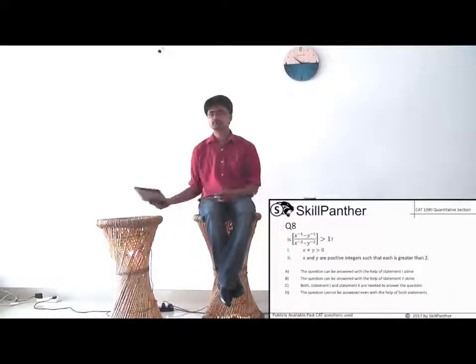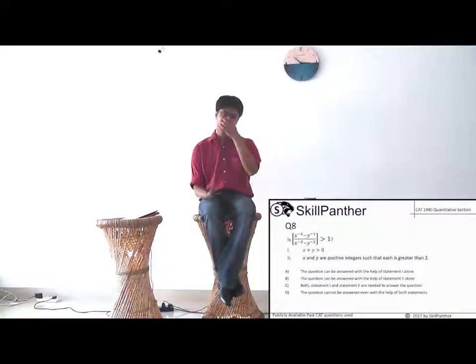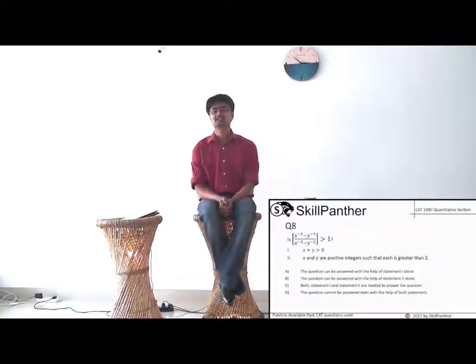Actually, before we even look at the options, why bother? We need to find out what is the condition under which xy divided by x plus y will always be greater than 1. Now, if we just put in x equal to 1, y equal to 1, what do we get? 1 divided by 2, half. Okay, this is less than 1.